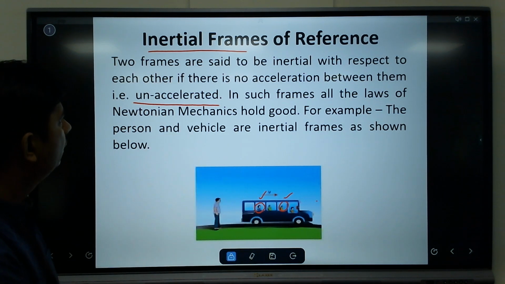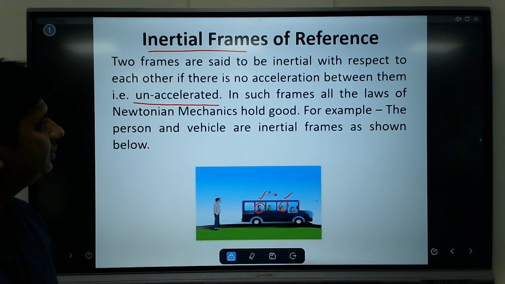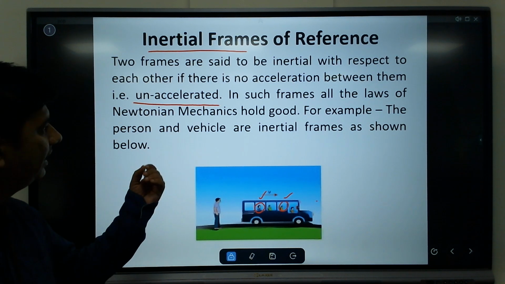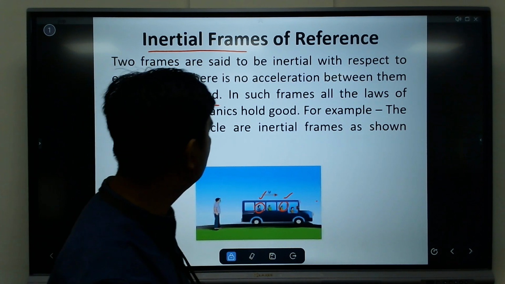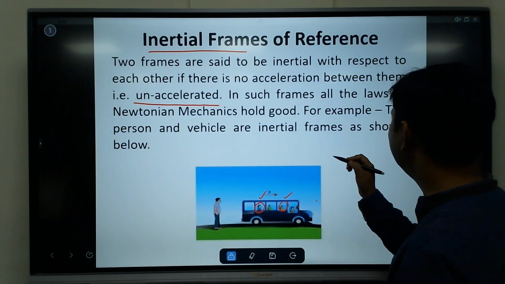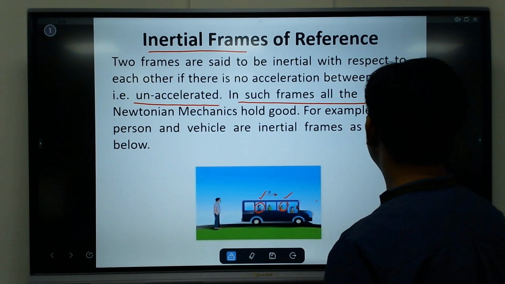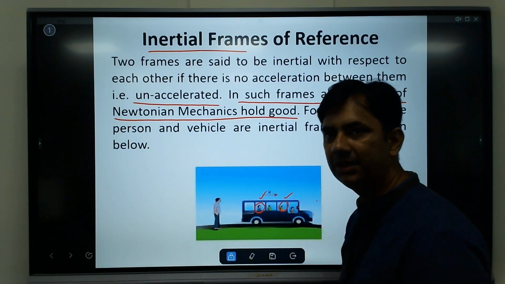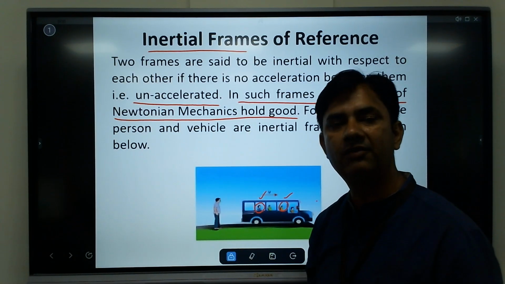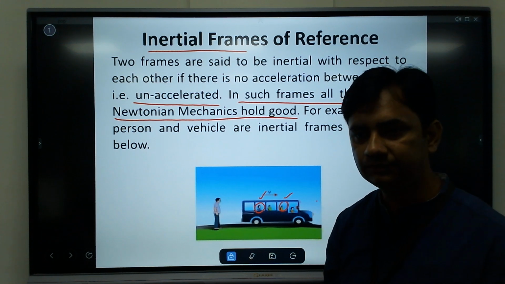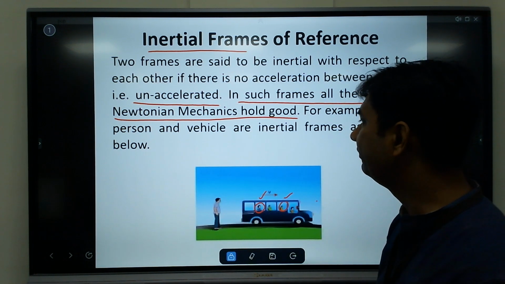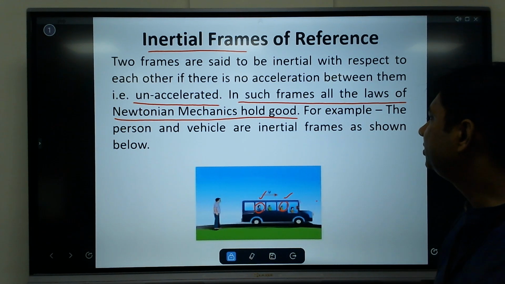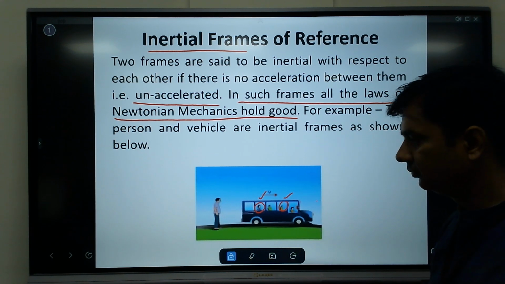So two frames are said to be inertial with respect to each other if there is no acceleration between them. That is, unaccelerated. Very important: in such a frame, all the laws of Newton's mechanics hold good. That means all the equations given by Newton hold good here. So this is called an inertial frame. The example I have explained, the person and the vehicle, are an inertial frame as shown below.